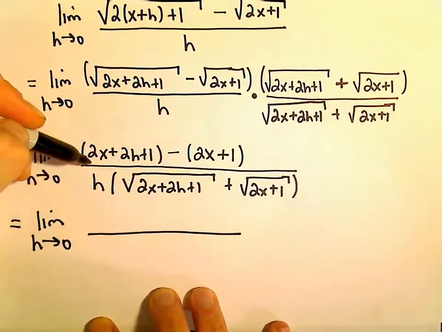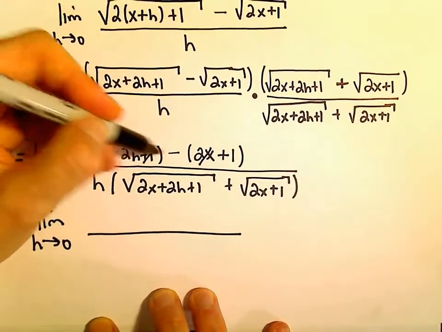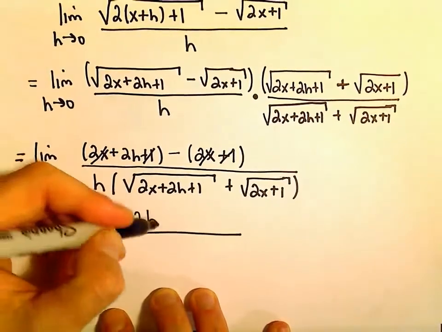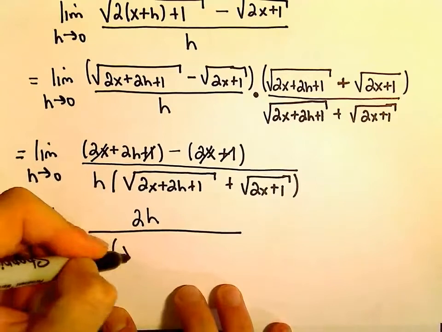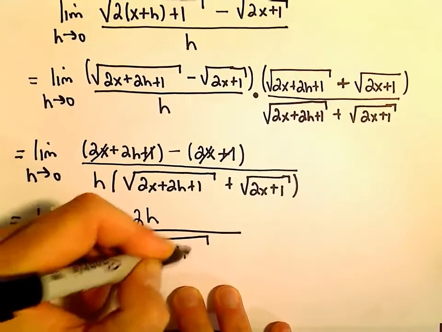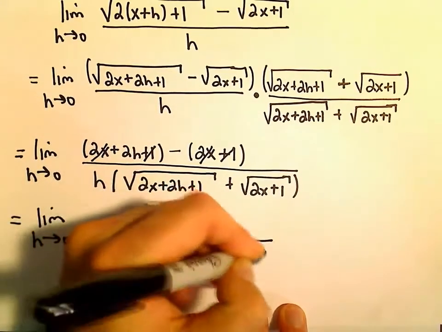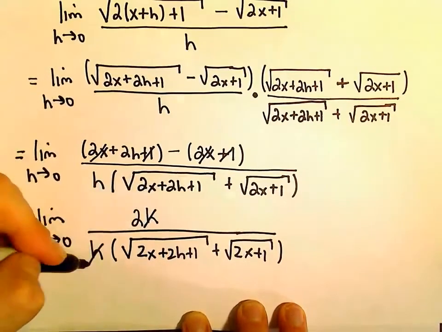In the numerator we would have 2x minus 2x, so those would cancel. We would also have a positive 1 minus 1, so that would be gone. So we would be left with a 2h in the numerator. We still have our h in the denominator along with all the square root stuff: the square root of 2x plus 2h plus 1 plus the square root of 2x plus 1. Now we can just cancel out the h's.